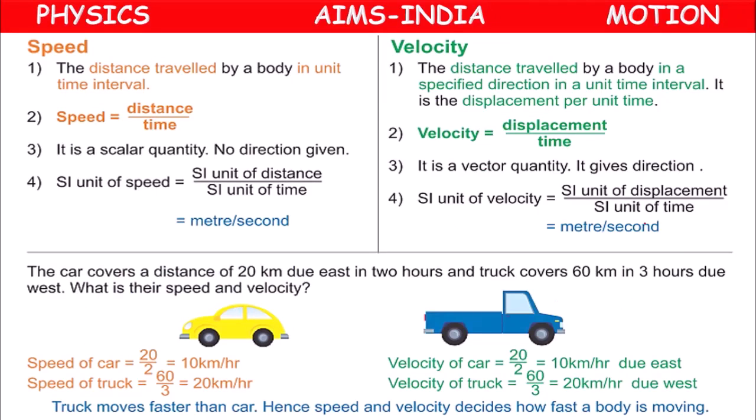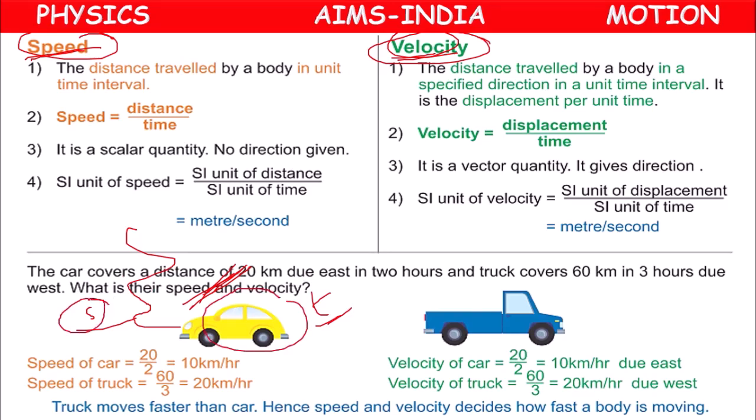So next, we have two more terms, one is speed, another one is velocity. Suppose a car is moving in different directions. It covered some distance in some time t. The distance traveled by the car in some time is called the speed of the car. So speed means distance traveled by a body in unit time.